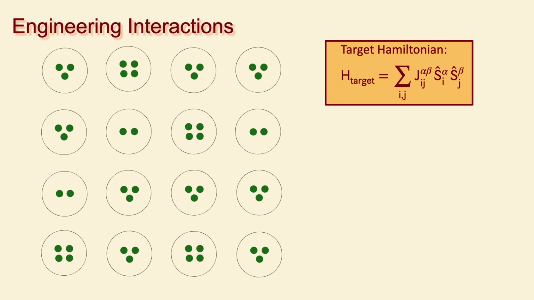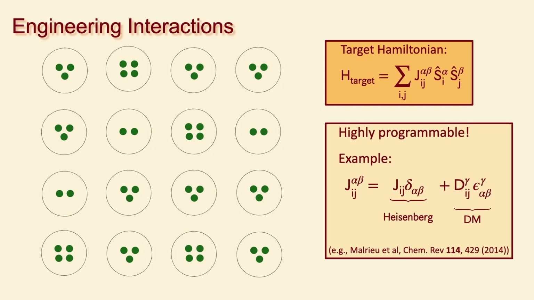And here, just in my little example, here's a spin 3/2, a spin 2, a spin 3/2, here's a spin 1, etc., and we have 16 of them in total, just for illustration. And this target Hamiltonian does not need to be one of those typical Hamiltonians that we use, for example, in condensed matter. For example, we can have a connection that is a combination of Heisenberg and antisymmetric Dzyaloshinskii-Moriya, or it can be completely arbitrary.